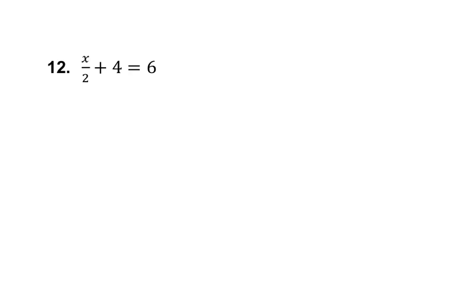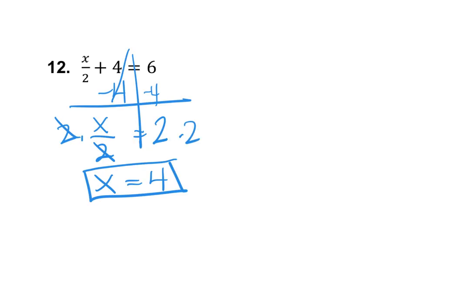All right, so we had x divided by 2 plus 4 is equal to 6. So we isolated the variable by first subtracting the 4 on both sides. And then we got x divided by 2 is equal to 2. Well, that x is being divided by the 2, so we would multiply by 2 on both sides. And then these cancel out, and x is equal to then 4.